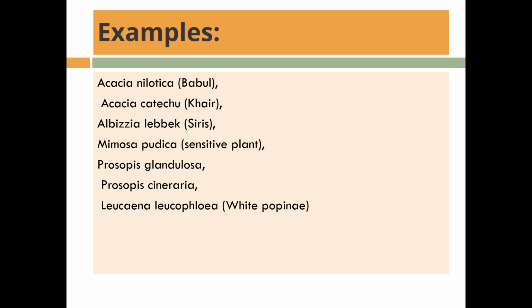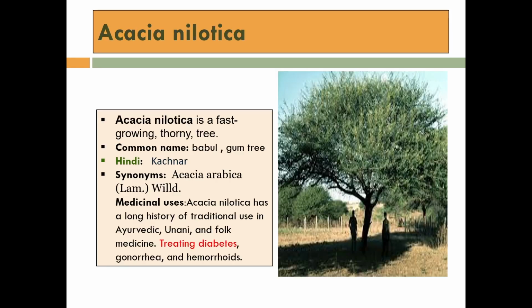Albizia sebbae, that is the siris. Mimosa pudica, that is the sensitive plant, that is touch-me-not. Then Prosopis glandulosa, Prosopis cineraria, then Leucaena, that is the subabul. These are some common examples representative of this particular family.